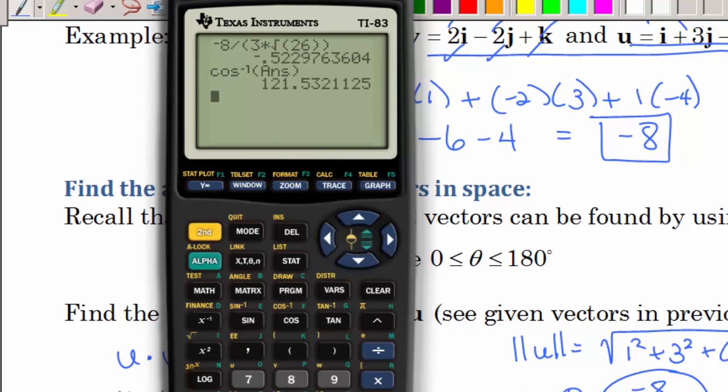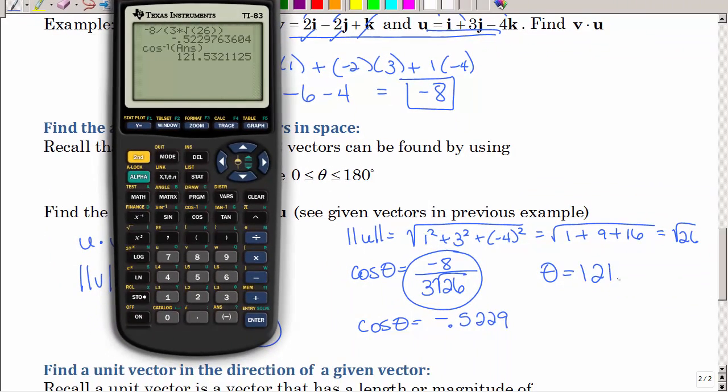So theta is about 121.5 degrees. So again, just be careful of punching that into your calculator when you're dividing by a product or some other thing besides a single value. Make sure you put parentheses around it in your calculator.